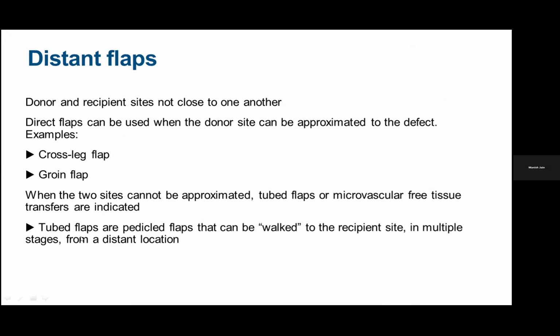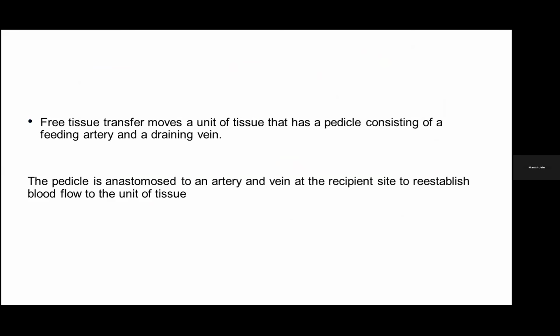So it is a multi-stage procedure, and it takes a long time. To avoid this, we now use microvascular free tissue transfer, in which we transfer tissue from one part of the body to another part with a pedicle, which consists of an artery and vein, and we anastomose that artery and vein to the recipient side so that blood flow to the tissue is maintained. So it is microvascular free tissue transfer. Thank you, sir. This is the basic anatomy of flaps.